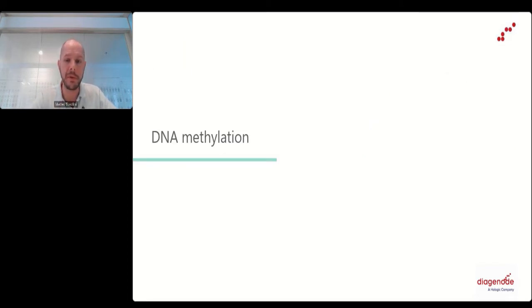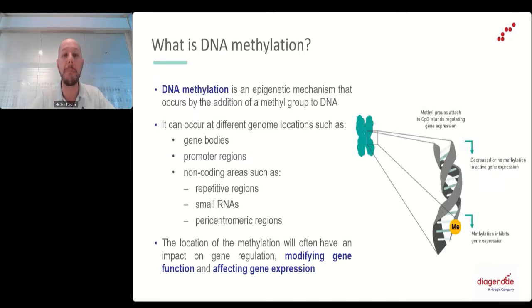But first of all, what is DNA methylation? DNA methylation is an epigenetic mechanism that occurs by the addition of a methyl group to the DNA, mainly at cytosines. It can occur at different genomic locations, such as genome bodies, promoters, or non-coding regions, like repetitive regions, small RNA, pericentromeric, or centromeric regions. It is very well known that methylation can have an impact on gene regulation, mainly modifying the gene function or affecting the gene expression.